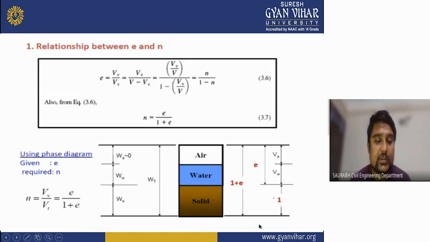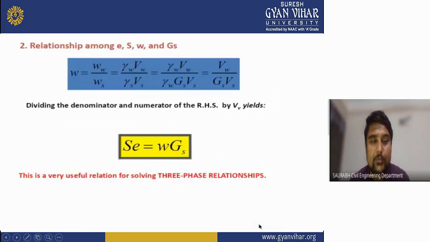And here porosity you will get Vv upon Vt plus e upon 1 plus e. That will be your formula of porosity. And there is also one relationship between void ratio, degree of saturation, water content, and specific gravity, which will be equal to w. w upon Ws is equal to gamma w into Vw upon Vs and gamma s.